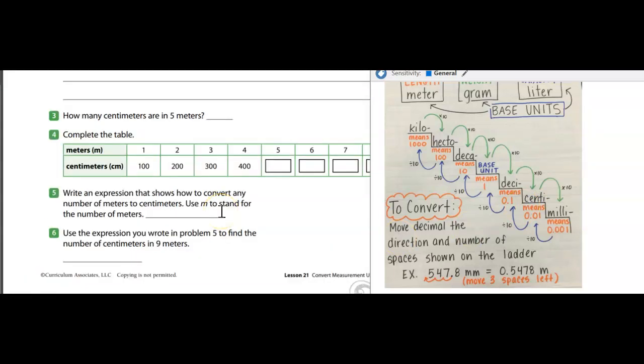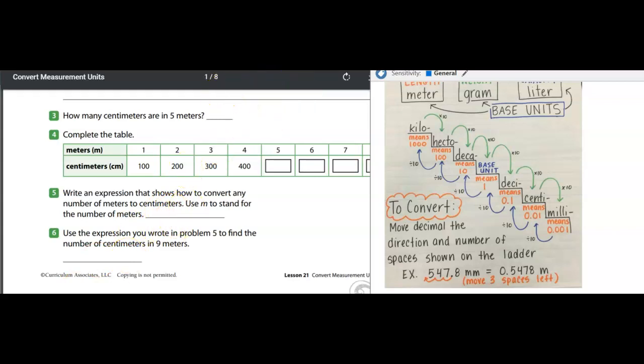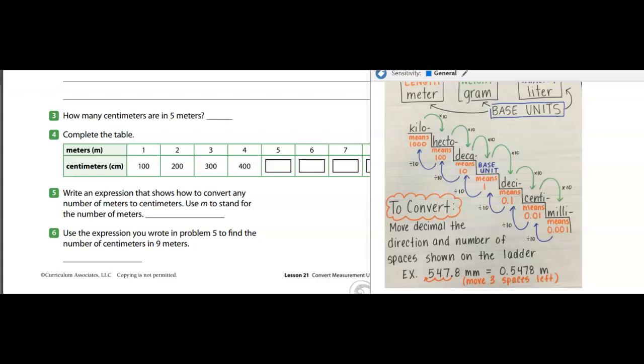So question 3 asks us, how many centimeters are in 5 meters? So let's work it out. So we know that we must multiply 5 times 100. And we should know that 5 times 100 is what, boys and girls? 500. Now the simplest way for us to do that is to simply multiply 5 times 1. 5 times 1 is 5. And how many zeros do we have at the end of 100? We have 2 zeros, so we add those 2 zeros to our answer. So 500 is our answer.